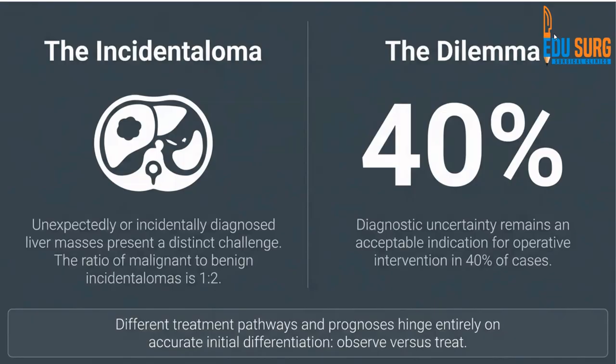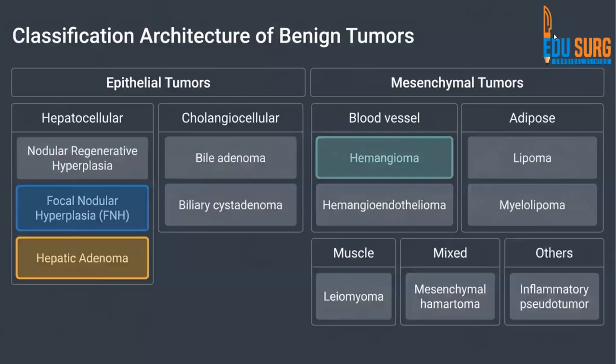There are different treatment pathways for different lesions that you see in liver, and prognosis completely depends on initial differentiation and identification. So whether you need a biopsy, whether you need an MRI, whether you need surgery, embolization, ablation, all of this depends on your diagnosis. So focusing on the benign lesions first, they can be epithelial or mesenchymal.